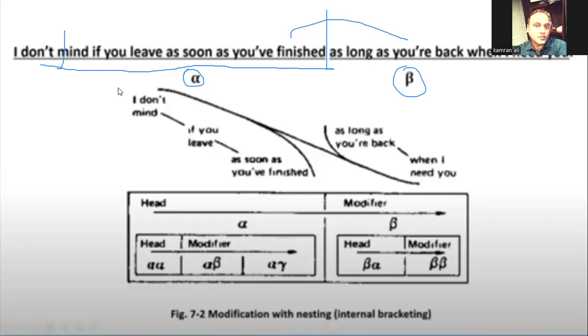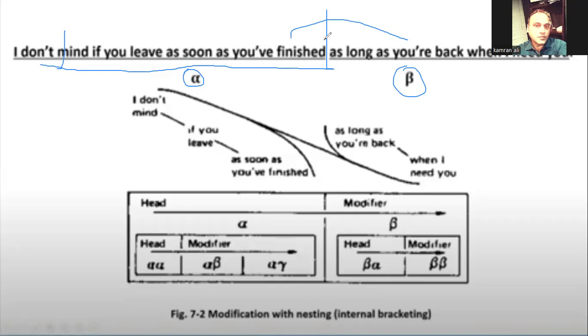And now the question arises, how do we realize that this is the primary one and that one is the secondary one, and this one is the independent and that one is the dependent, right? That's slightly tricky, but again, it depends on the meaning you assign to the clause. Now, for example, here, I don't mind if you leave as soon as you have finished. So it seems like if we can put a full stop here, it's still a meaningful clause, right?